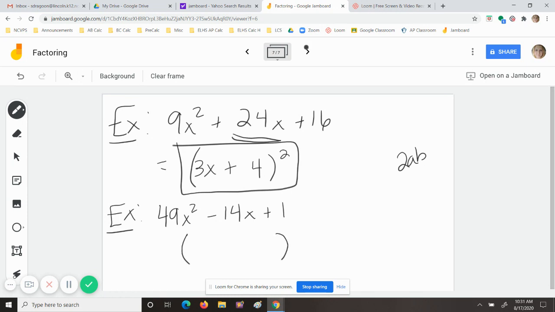Take the square root of each one: 7x, 1. Now, remember in the middle, we should have 2ab as a term. 7x times 1 is 7x, times 2 is 14x. Notice that it is subtracted. So this is 7x minus 1 all squared.